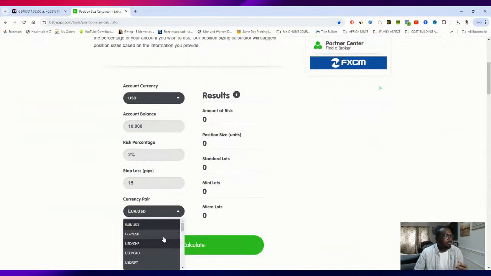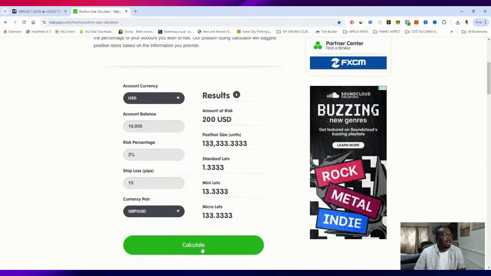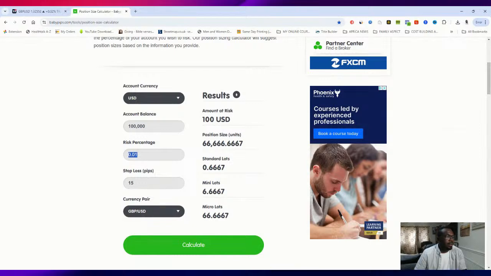So if I risk 15 pips on GBPUSD, that will give me that calculation. On a 10K account, if you're risking 2%, this is what you're trading, 1.3. If you're risking 1%, this is what you're getting, a 0.66 lot size. You can use 0.66 lot size. But on my account, which is 100K, I want to trade 2%. So I'm going to be using a 13.3 lot size.